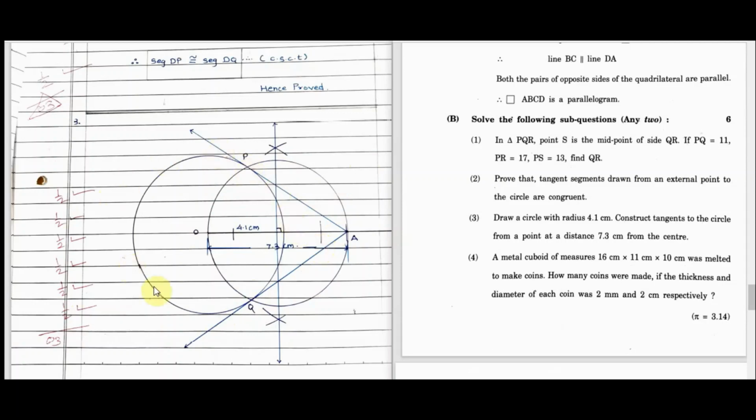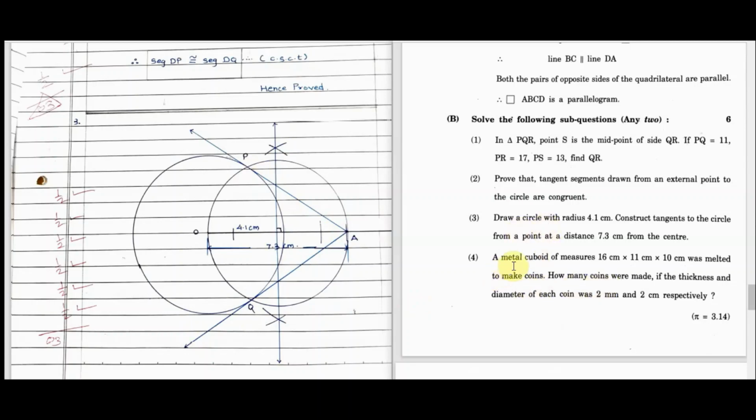I'll repeat. For drawing the circle with 4.1 centimeter, half mark. Drawing segment QA, half mark. Drawing the perpendicular bisector, half mark. Drawing a circle or an arc over here and labeling as P and Q, you will get half mark. Drawing AP and AQ, half plus half, that is totally 3 marks. Okay, so this is the construction.